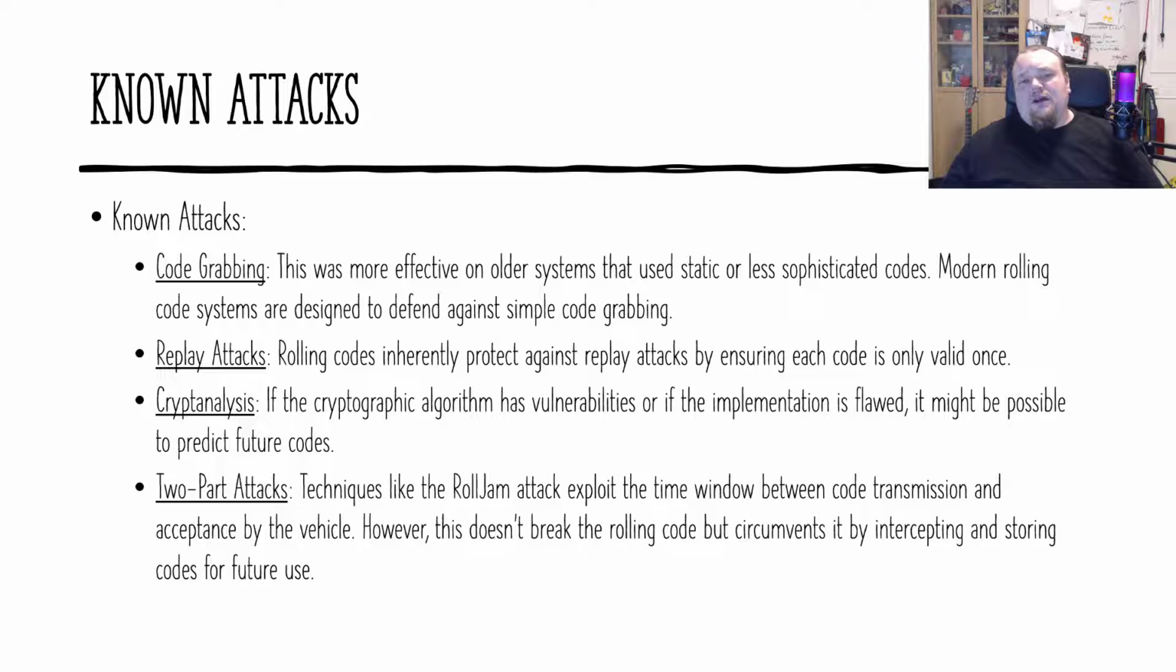You could do something like code grabbing, which was more effective in older systems that use static, less sophisticated codes. Modern rolling code systems are designed to defend against this simple code grabbing. Now, you can also do some replay attacks. This is what the Flippers usually do. You can also do some cryptanalysis, so you can try and analyze your way out of it. Or you can do some two-part attack like RollJam. It's a popular type of attack that involves different kinds of things like blocking the actual signal and recording it and replaying it.